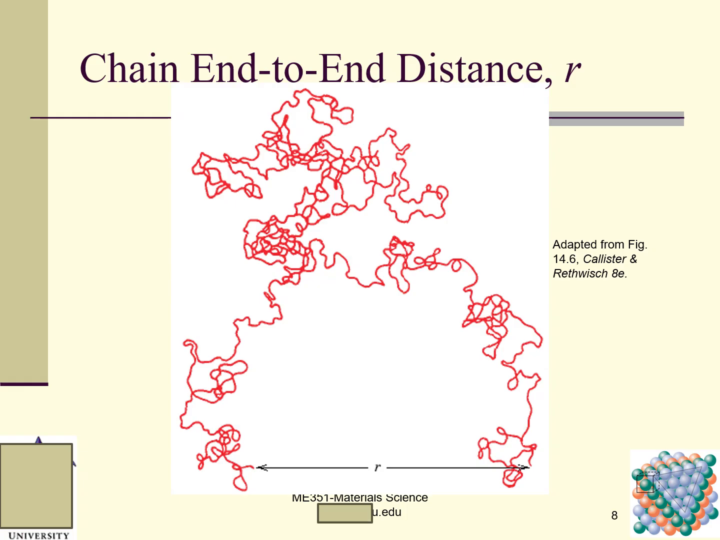This is the chain end-to-end distance. So here is the chain, right? This is a chain, and it might be tangled in some portions, but this is one end, this is the other end. So this R is the straight distance between these two ends, which is called the end-to-end distance.